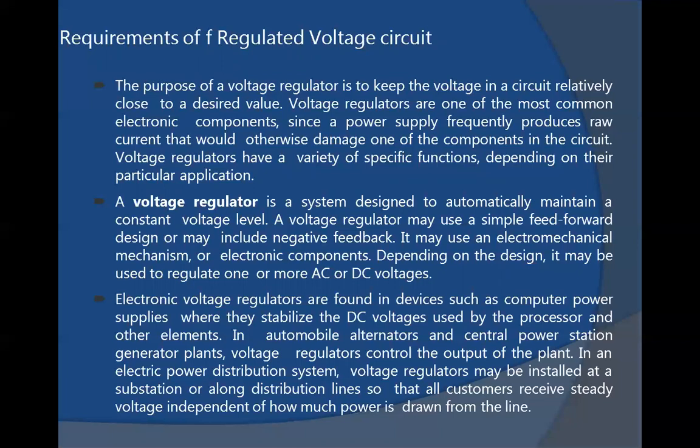Electronic voltage regulators are found in devices such as computer power supplies, where they stabilize the DC voltages used by the processor and other elements. In automobile alternators and central power station generator plants, the voltage regulator controls the output of the plant. In an electric power distribution system, voltage regulators may be installed at a substation or along distribution lines so that all customers receive steady voltage independent of how much power is drawn from the line.